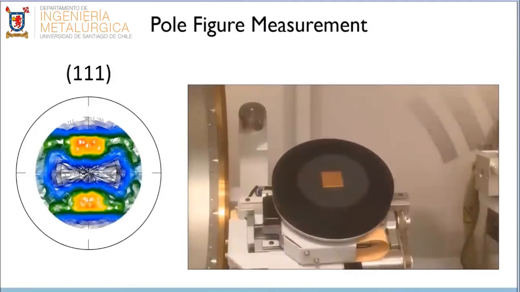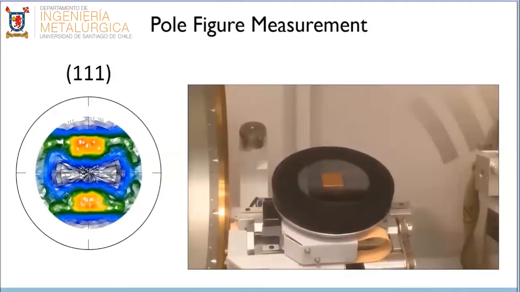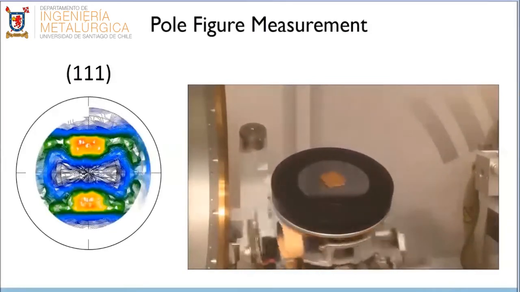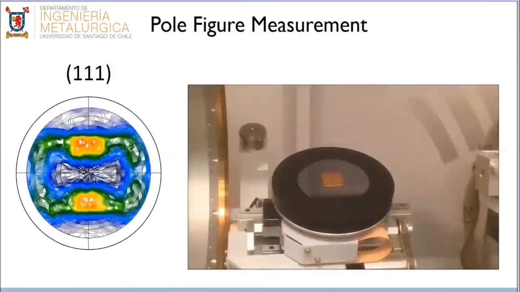We see that at certain orientations the intensity is much stronger. This tells us how the 111 planes are preferentially oriented in our sample.